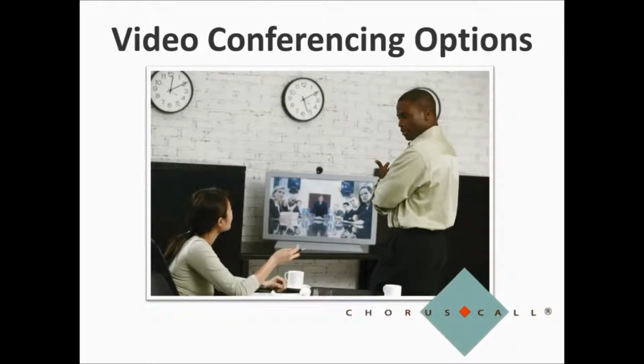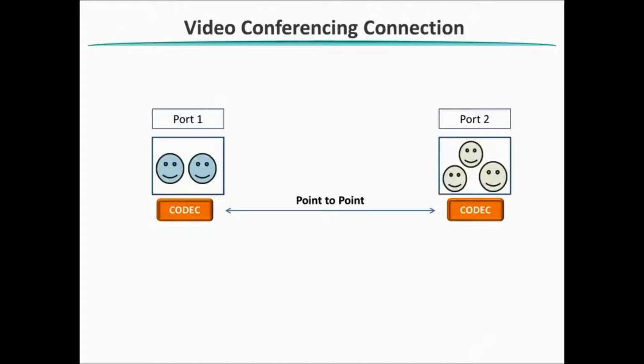Let's discuss different video conferencing options and what each is best suited for. The first thing to know is that there are two types of video conference connections. This diagram shows a point-to-point connection. A video conference unit, also called a codec, is directly connected to another codec.